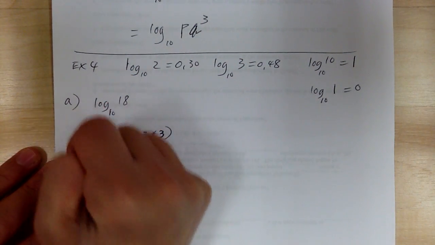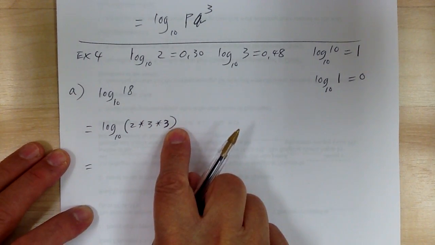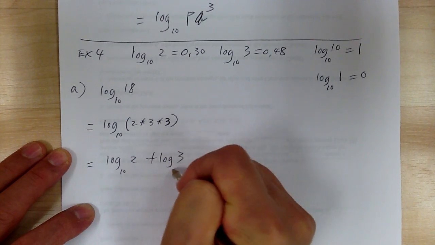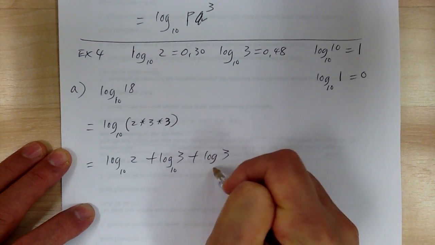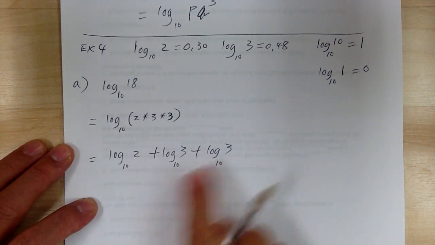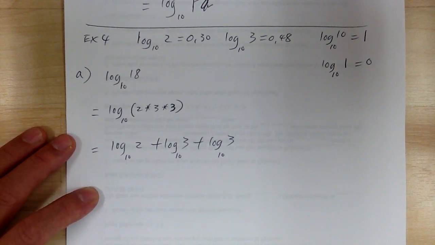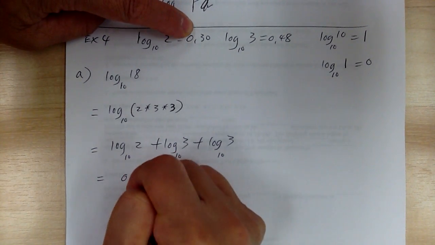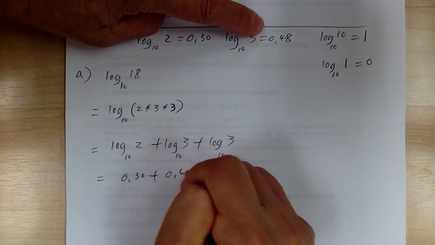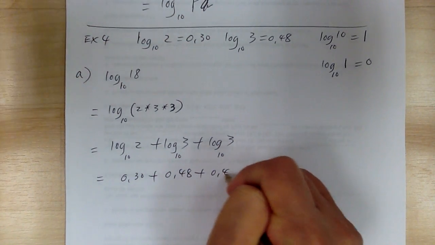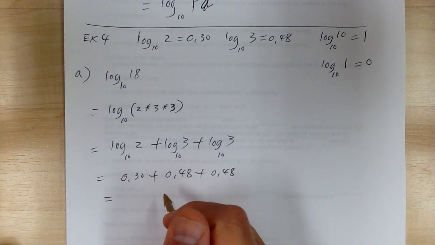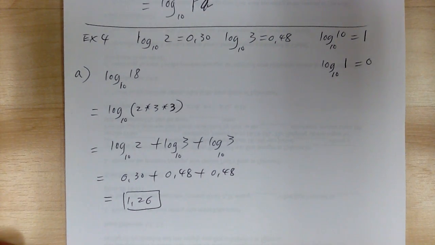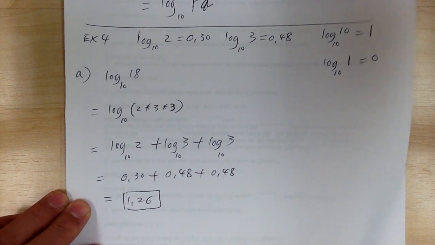Okay, and then this is equal to, now multiplication becomes what? This becomes log of 2 plus log of 3 plus log of 3, right? Multiplication becomes addition of logs from the first law. So now we can evaluate. Log of 2 is equal to 0.30, log of 3 is 0.48 and 0.48, and you add them together, you're going to get 1.26. Okay, so that's what you do with A. Now let's go and do B.